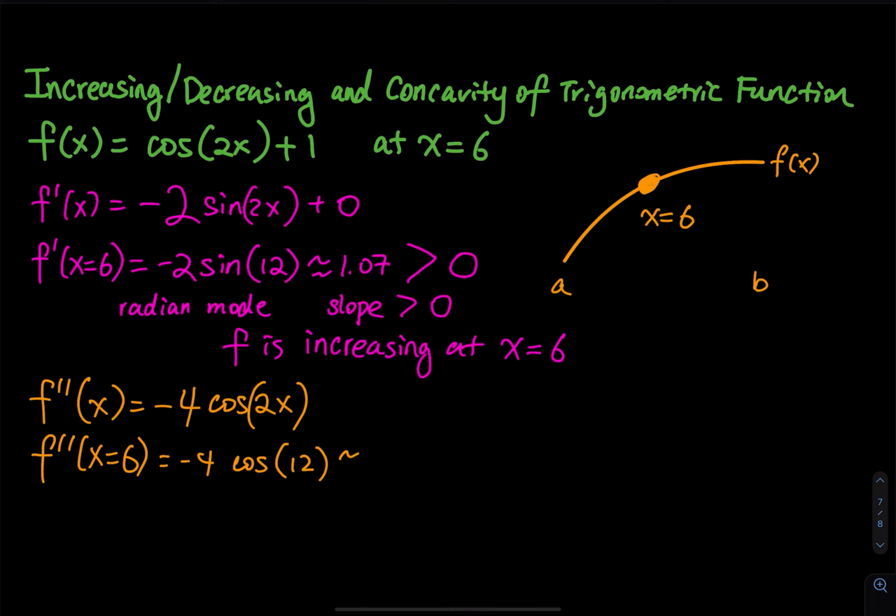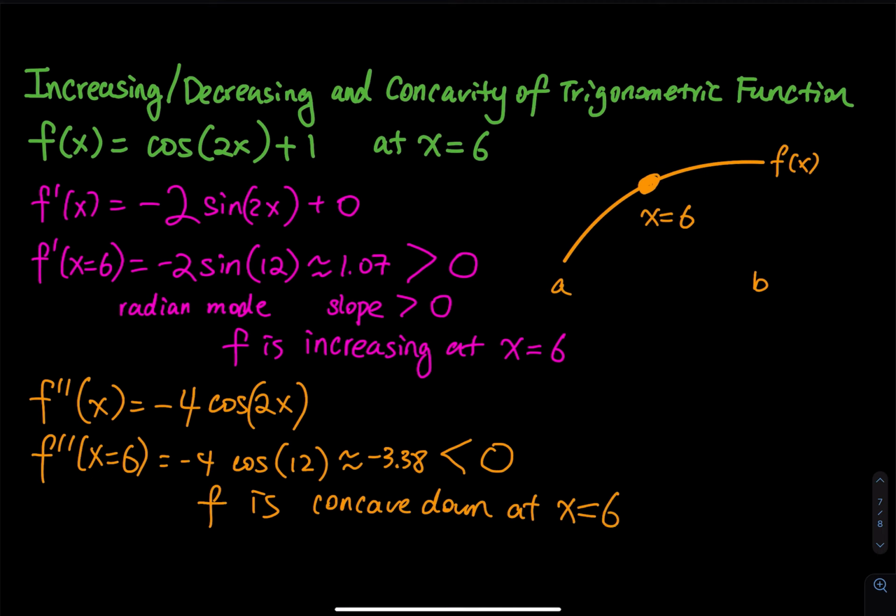This one I have approximately equals negative 3.238, the value doesn't matter. What matters the most is that this is negative. So when the second derivative is negative, that means the function is concave down. F is concave down at x equals 6. So at x equals 6, we know two things. The function is increasing and concave down.